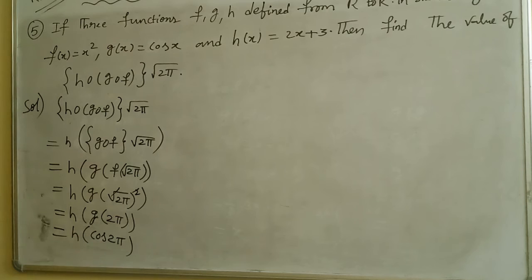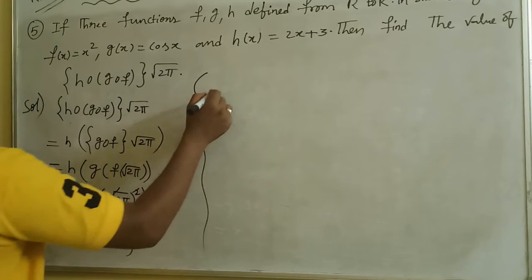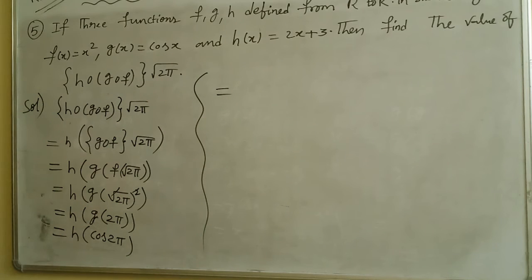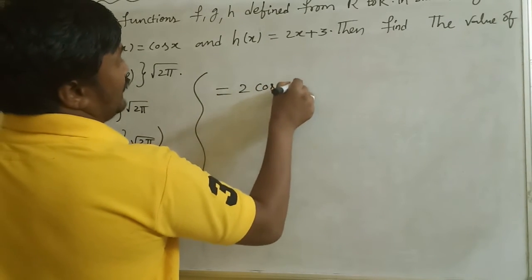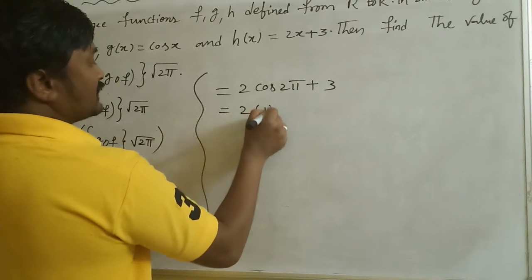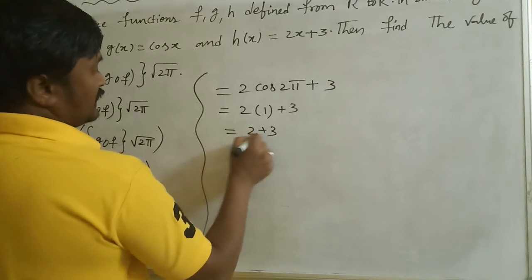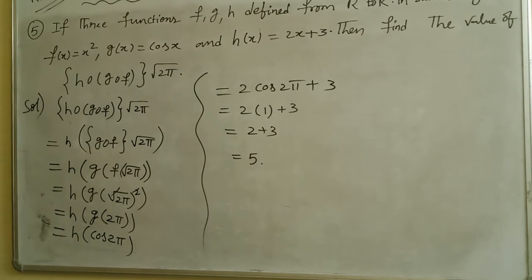So h of cos 2 pi you got. Now what I need to do in this place, so what is h of x? 2x plus 3. Wherever x is there, I need to substitute cos 2 pi. So now 2 into cos 2 pi plus 3. Now 2 into cos 2 pi is nothing but 2 into 1, so that is plus 3. So 2 plus 3, that is nothing but 5. So in this way we have to solve this problem.